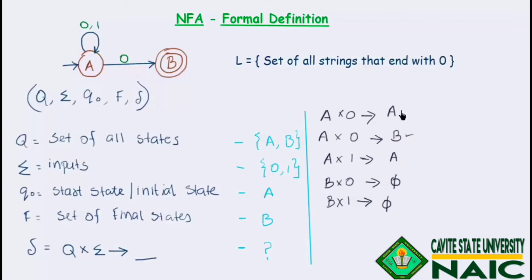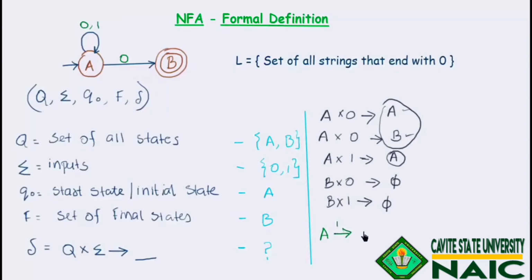So we see that A, on getting input 0, went to two states, A and B. And A, on getting input 1, went to just one state, so there are many possibilities. Let's try to figure out how many possibilities there are. Suppose for this example, A and B are there, and let's see what are the possibilities that we can get. So let's talk for one state, A.